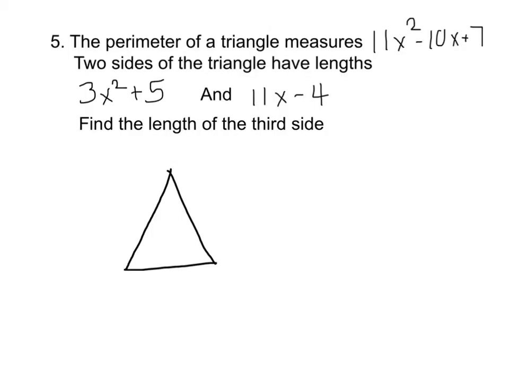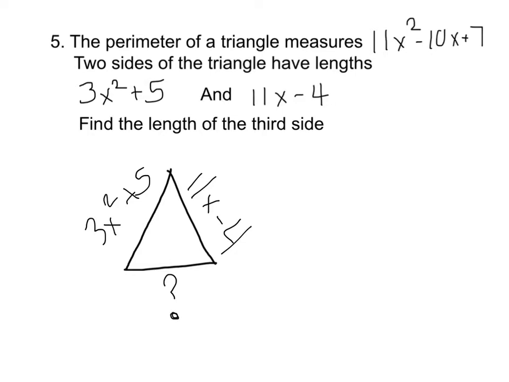Here's our last problem. It says the perimeter of a triangle measures 11x squared minus 10x plus 7. And two sides of the triangle have lengths 3x squared plus 5 and 11x minus 4. I'm going to go ahead and label those on my figure just so I can picture it on a triangle. And it's asking us to find the length of the third side. So the third side's unknown. I'm just going to put a question mark there because that's what we want to solve for.